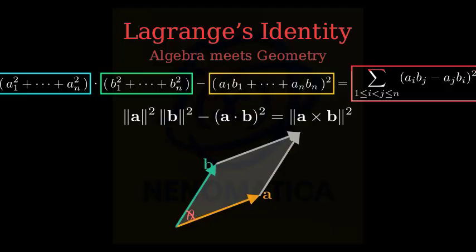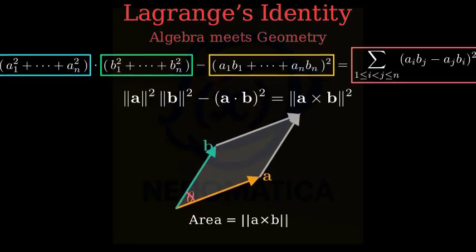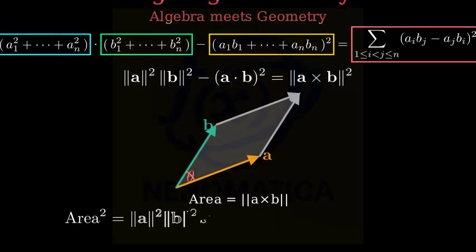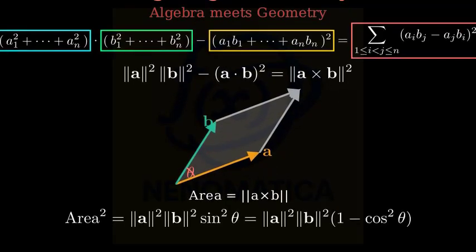Let's build the picture. Think of the area of this parallelogram as norm of a times norm of b times sine theta. That area equals the norm of a cross b. So the square of the area equals the square of the cross product norm. By the Pythagorean identity, sine squared equals 1 minus cosine squared, and cosine theta is the dot product divided by the product of norms. That algebra turns into Lagrange's identity in 3 dimensions.